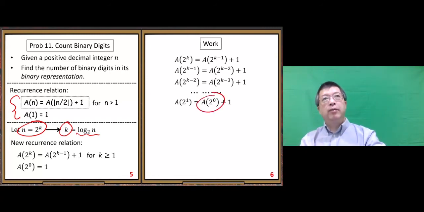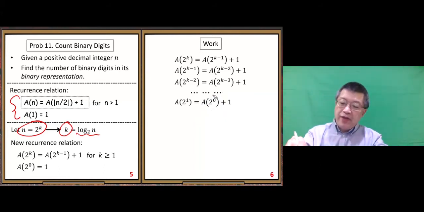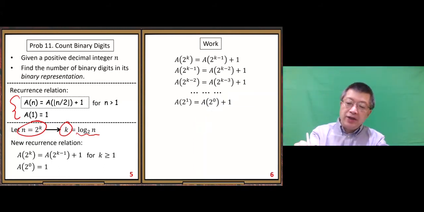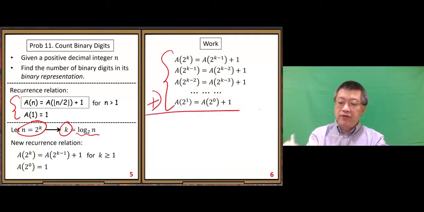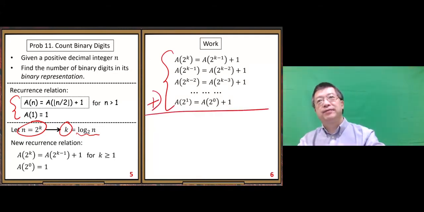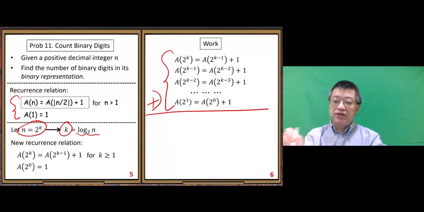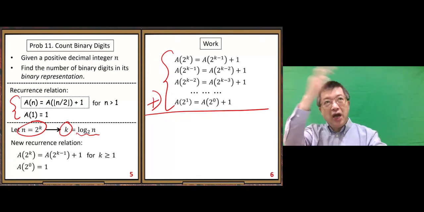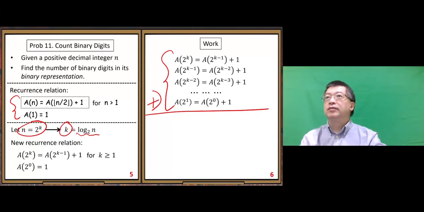Because we reach the base case, we stop. After that, let us add all these equations, both sides. That's the common way we use to find a solution. Because you can see both sides have some common terms that can be canceled out. Let us do the cancellation one by one.